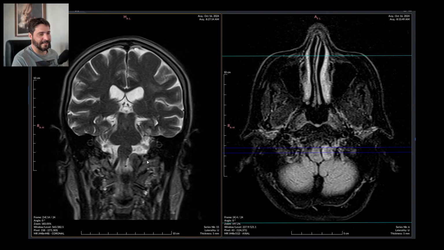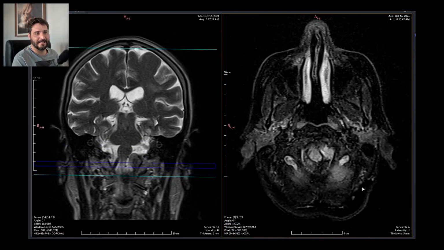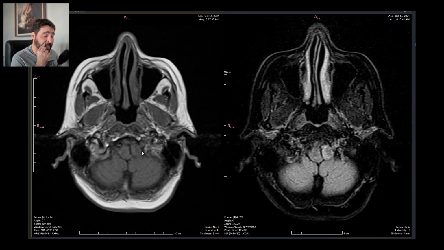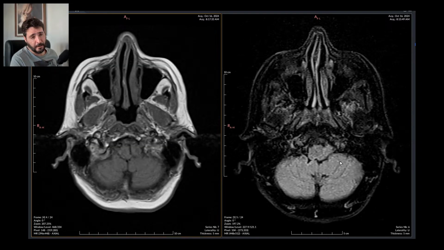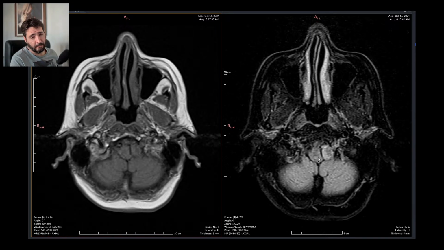There is something wrong right there. I don't know what that is. T1, yes, it's there. There could be a meningioma. It's clearly an extra-axial lesion. This could be a foramen magnum meningioma, which is kind of rare, but could be the reason for this medulla oblongata compression right there.